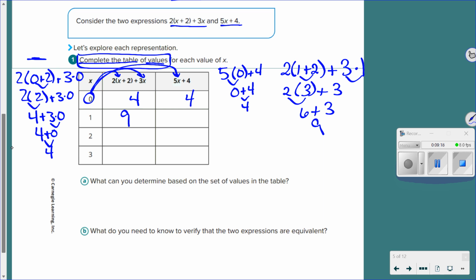All right, and the next one. Again, I am putting 1 where x is. What does 5x mean I'm doing? Lucas, it means I'm multiplying, so it's not 51, it's 5 times 1. So what is 5 times 1? 5 plus 4? Any questions about those two? All right.